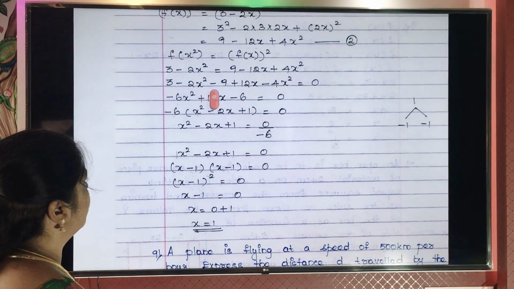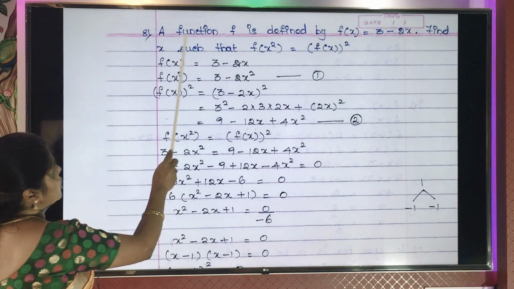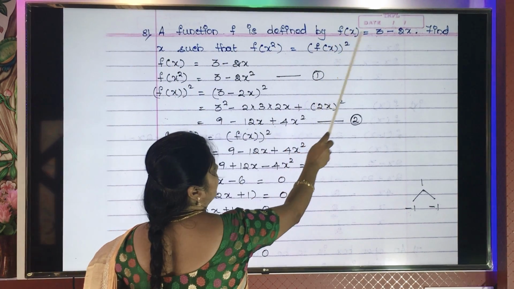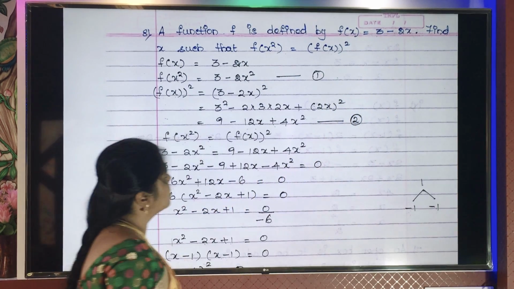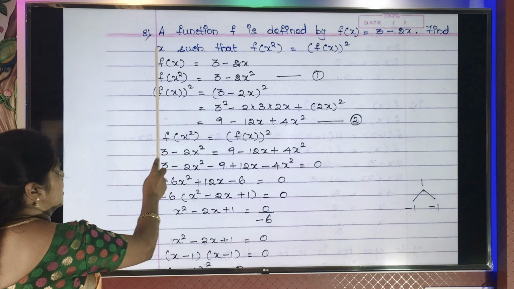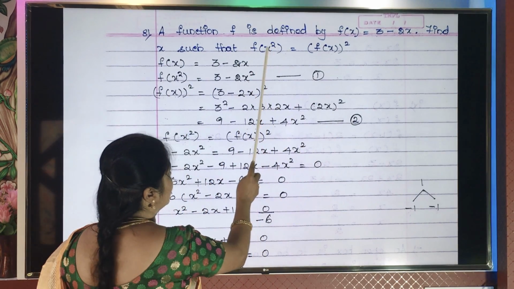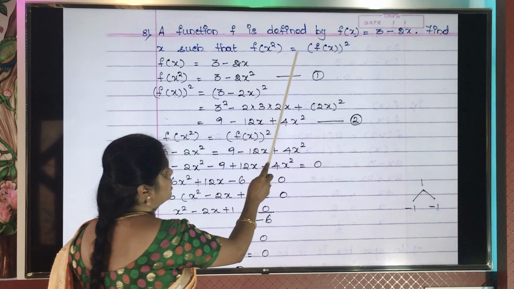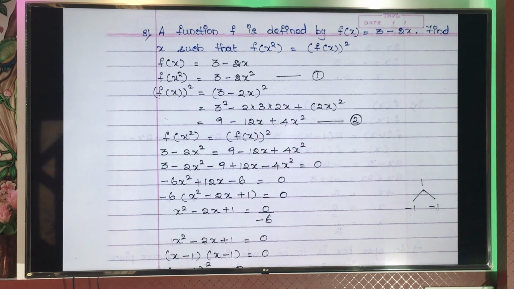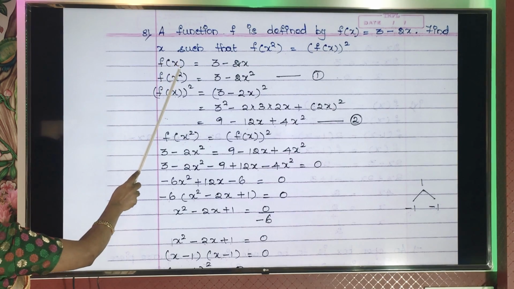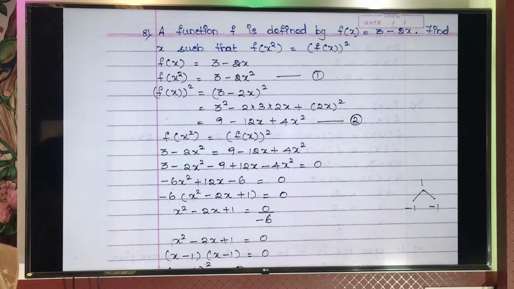Now let us move on to question number 8. A function f is defined by, they have given the rule as f of x equal to 3 minus 2x. You need to find x. Under what condition? The condition is f of x squared is equal to f of x the whole square. So they have given f of x. What is f of x? 3 minus 2x they have given.